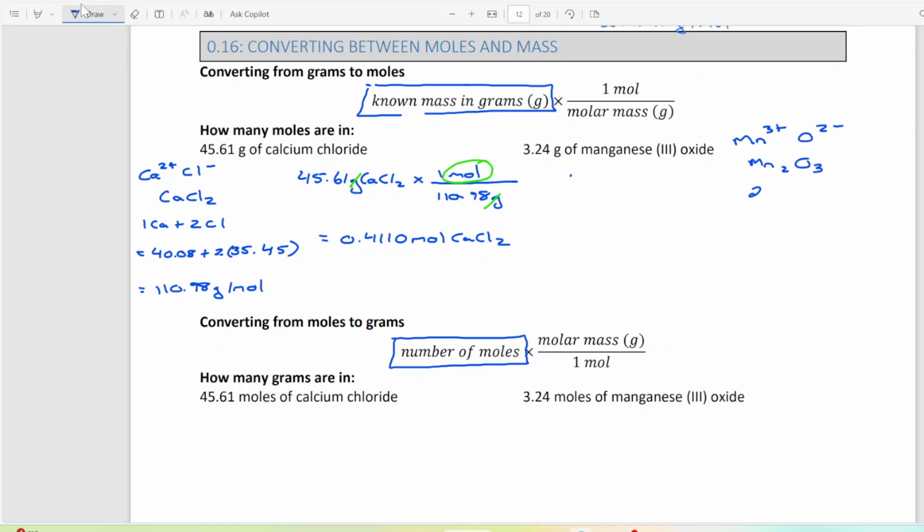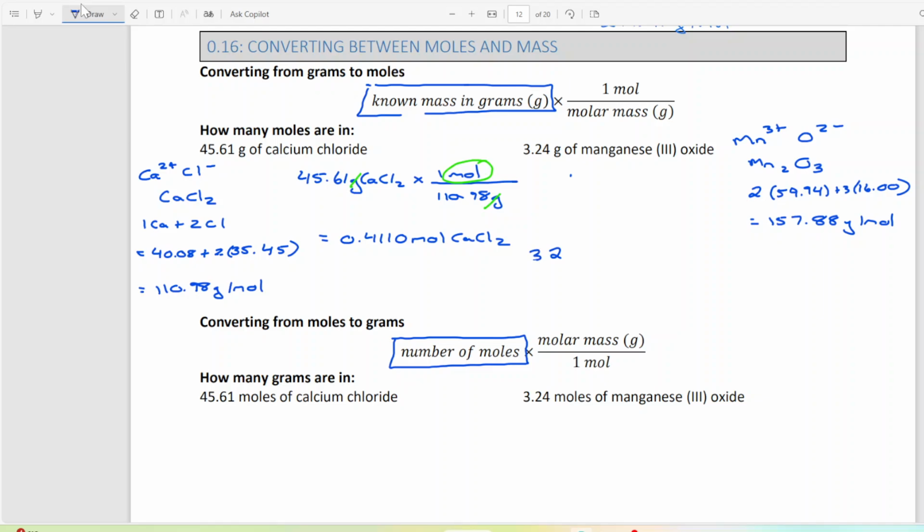And then we look it up. So we're going to have 2 of the manganese. Each manganese weighs 54.94. And then we are going to have 3 oxygens, each weighing 16. So our molar mass of manganese 3 oxide is going to be 2 times 54.94 plus 3 times 16, which gives us 157.88 grams per mole.